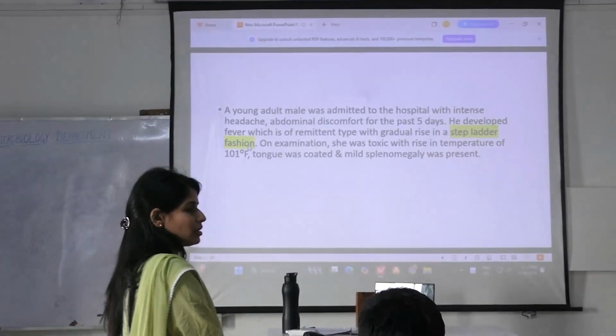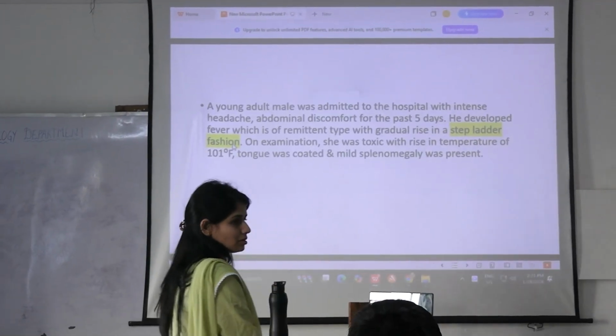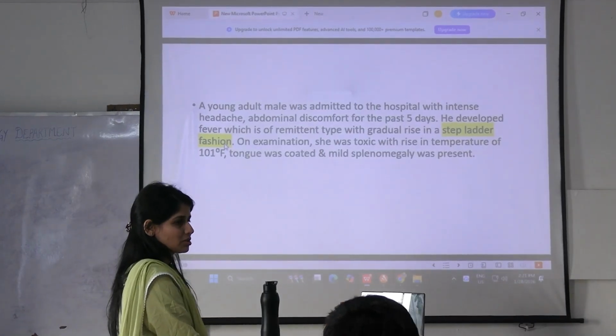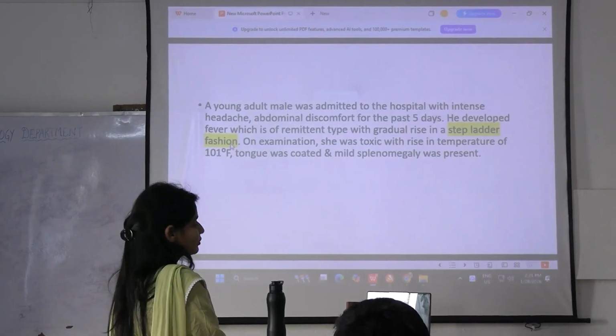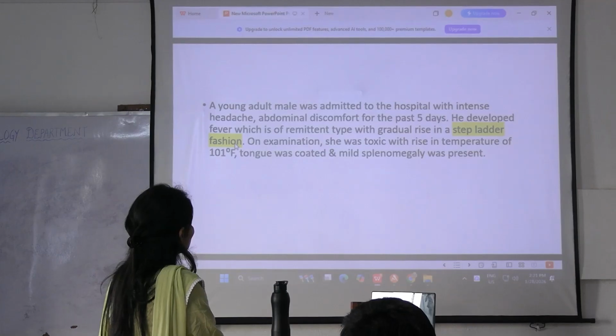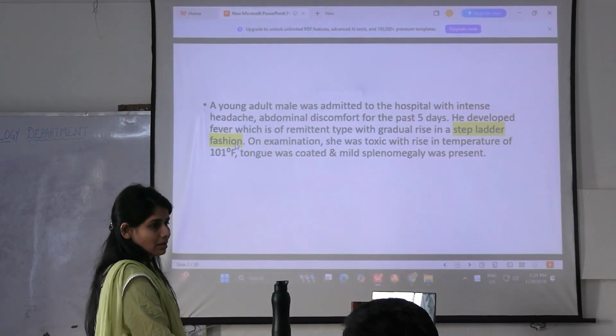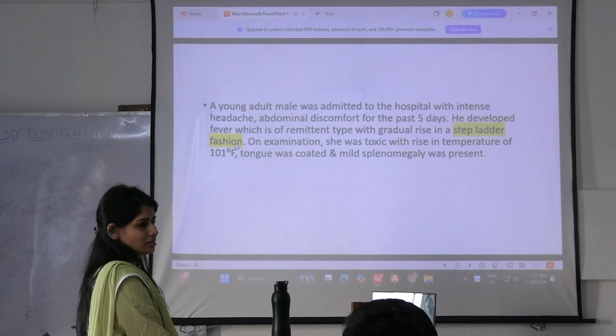Mild splenomegaly कैसे पता चला? On palpation, on examination, he'll be able to figure that out. Now, what is the significant finding here, which I have highlighted?